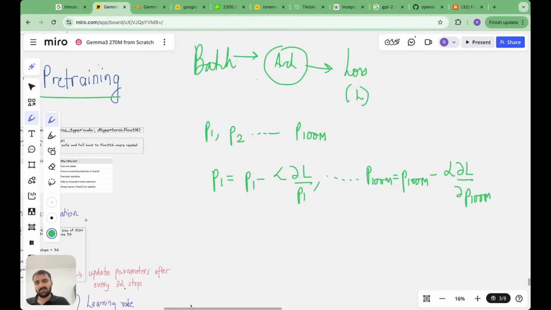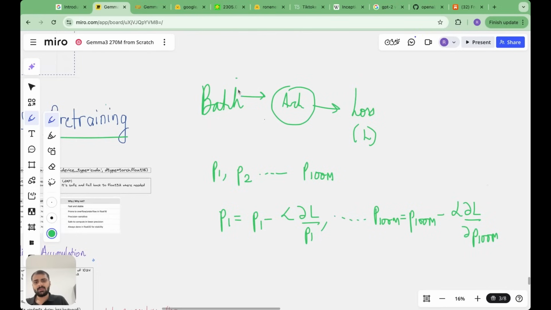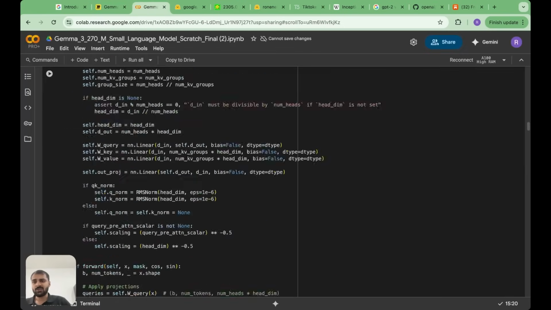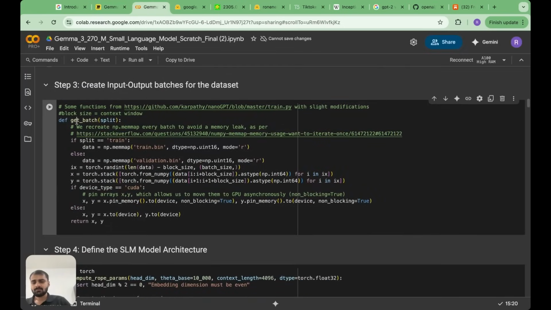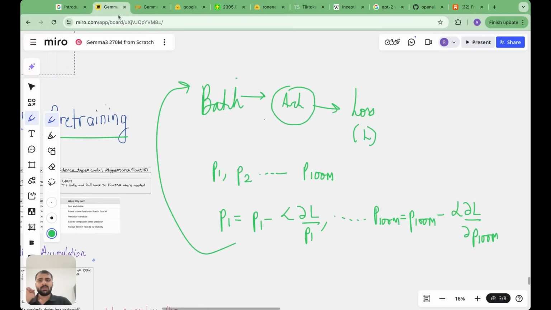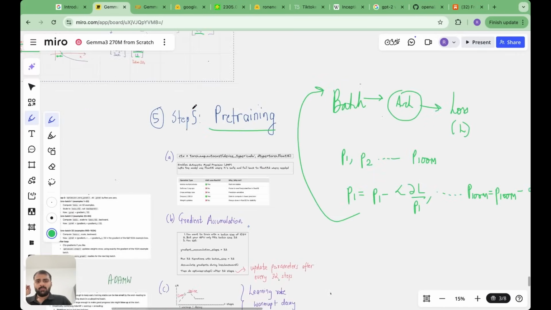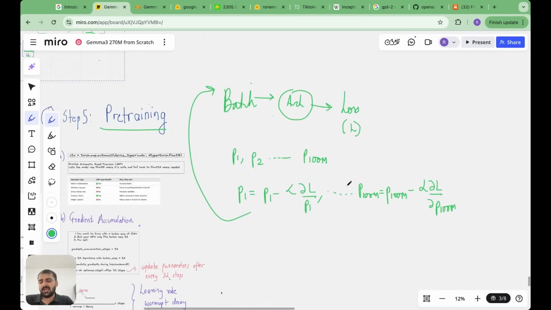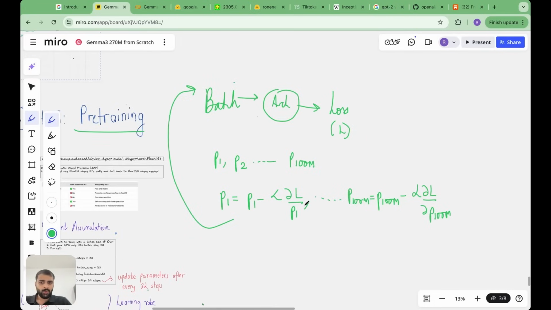Once the parameters are updated, I will get a new batch. How do I get this batch? I get the batch from the get batch function over here. In the next step, we are going to see exactly how we do this pre-training, what optimizer we are going to use, and what step size we are going to use.